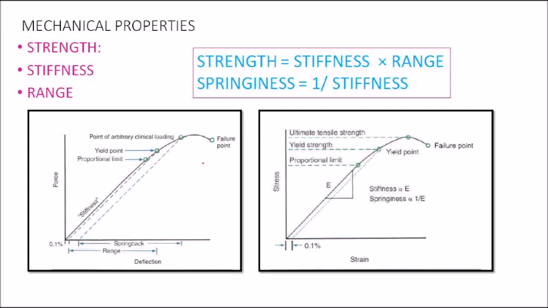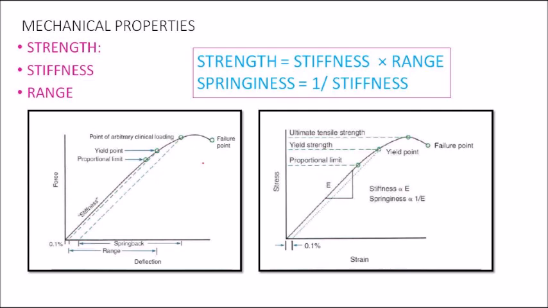Now another correlation between strength, stiffness and range is that the strength is the product of stiffness and range. So strength is actually directly proportional to stiffness as well as range. And one more thing is that we have already seen that stiffness is directly proportional to modulus of elasticity, and springiness is inversely proportional to modulus of elasticity, and also springiness is inversely proportional to stiffness.